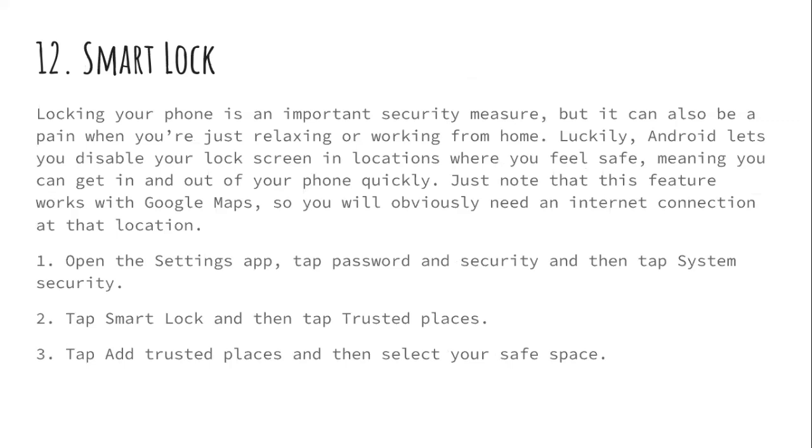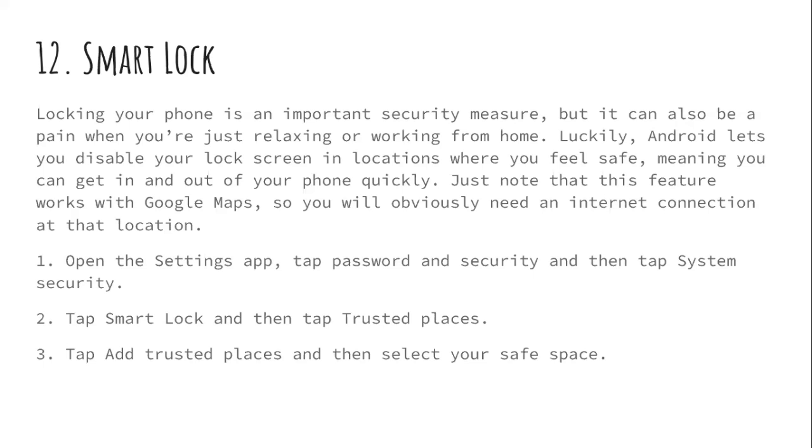Smart Lock. Locking your phone is an important security measure, but it can also be a pain when you're just relaxing or working from home. Luckily, Android lets you disable your lock screen in locations you feel safe, meaning you can get in and out of your phone quickly. Just note this feature works with Google Maps, so you'll obviously need an internet connection at that location.